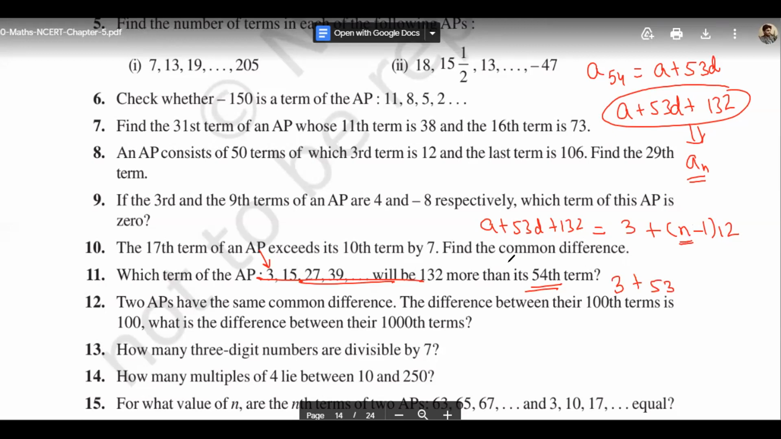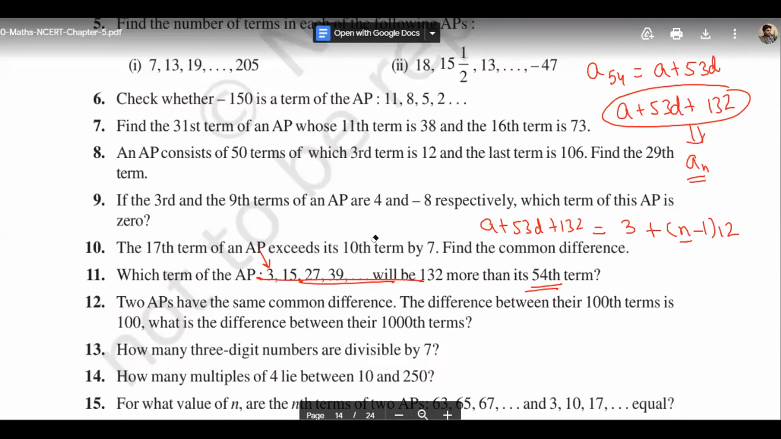D is actually 12, plus 132 is equal to 3 plus (n minus 1) into 12. This is after that, from here the equation continues with the equal to sign. So what will you do? Sir, n is equal to 60. Yes, here we will write first n is equal to 60, let me write it properly.